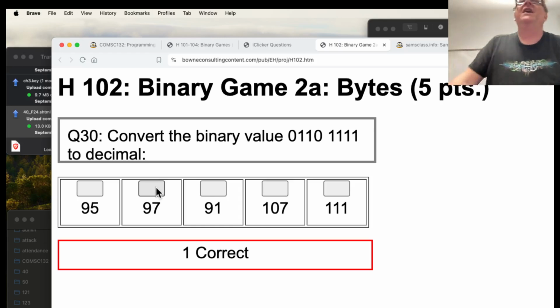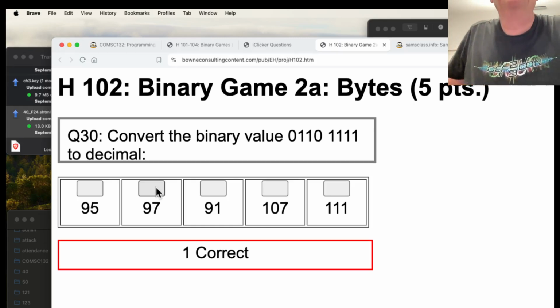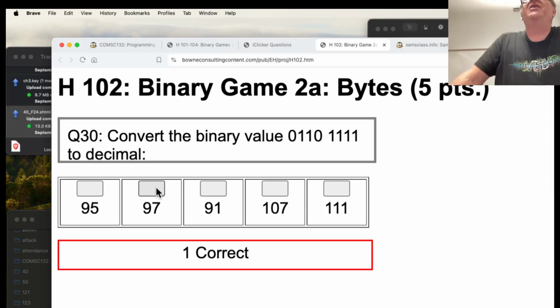You learn how to program routers. No, is it 111? 111 is 100. Good, 111. I like that. How did you get there?